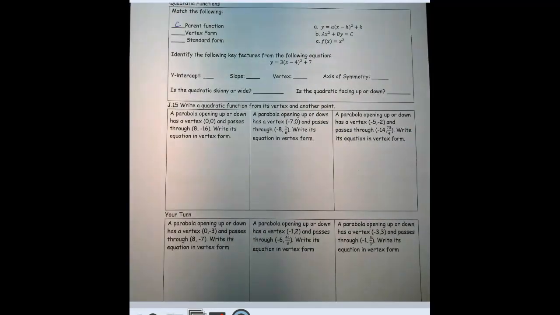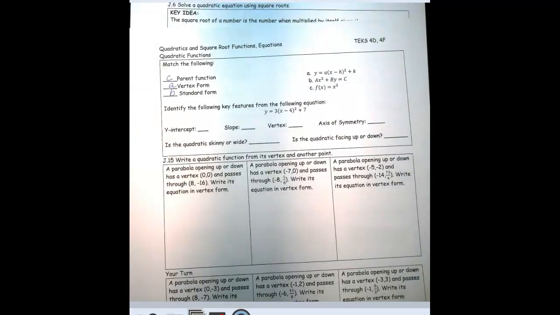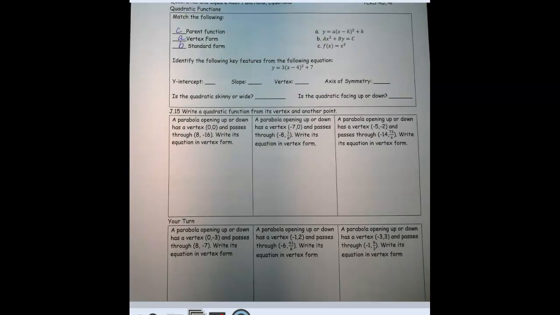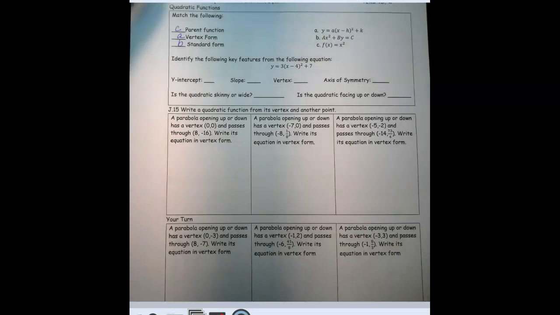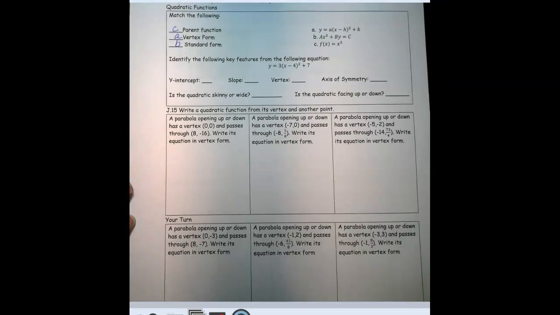Vertex form, we've been using that lately, so that would be A. And standard form would be B. And then I ask that you identify key features from the following equation. We've got y is equal to 3 multiplied by (x minus 4) squared plus 7. And so take a few seconds and see if you can identify all the pieces. If not, identify as many as you can.